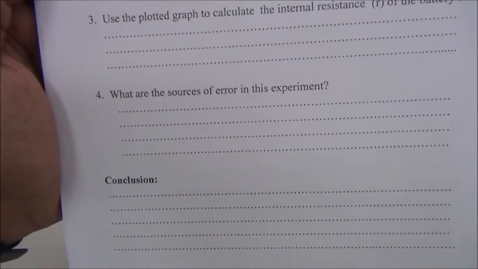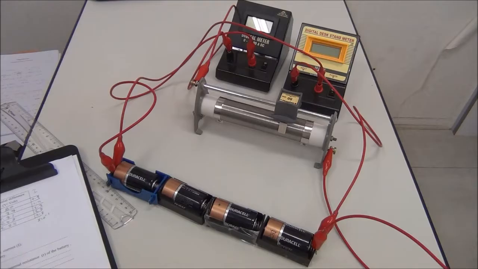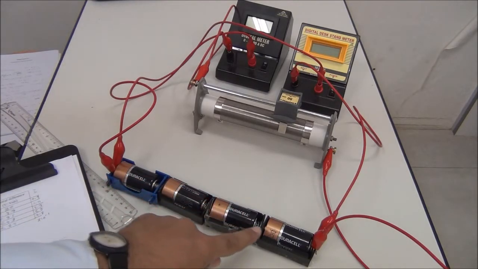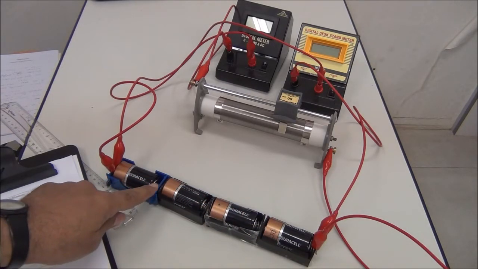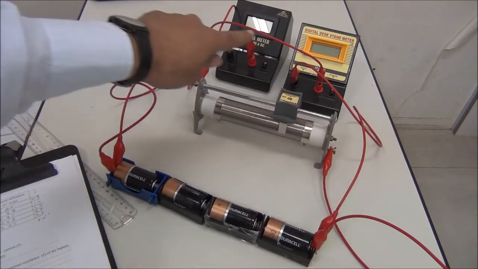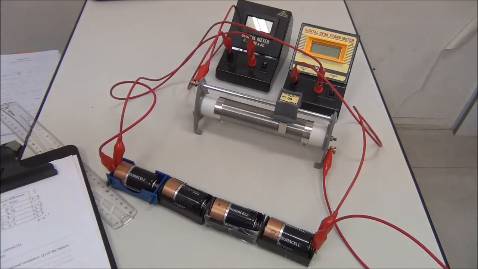What are the sources of error in this experiment? The connection here of the battery is not perfect. Maybe we have a loose connection. Also a lot of wires. This is another error, so the wires have resistance added to the external resistance.